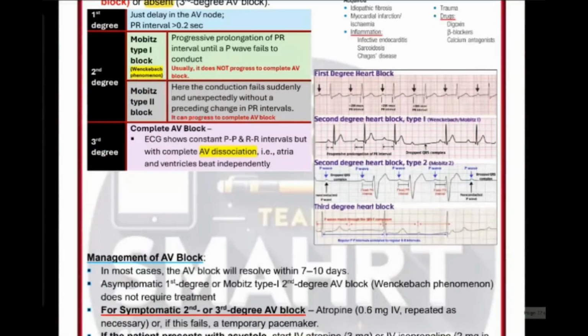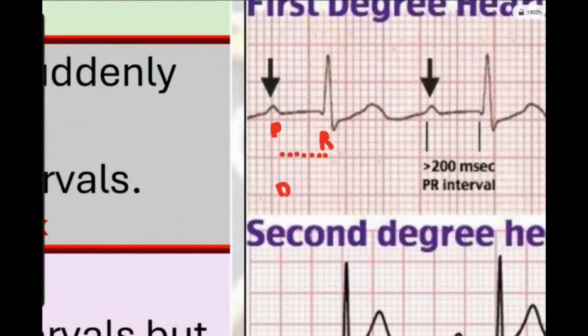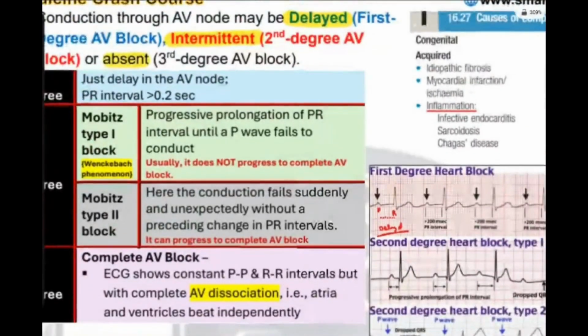In ECG, you find the PR interval, meaning the time between the P wave and the R wave. Normally, this time should be less than three small boxes. But here, as you can see, the time between P and R is how many boxes? 1, 2, 3, 4, 5, 6, 7. So more than 3 boxes. It means the PR interval is prolonged. So a prolonged PR interval indicates there is delayed conduction. Conduction is happening, but there is delayed conduction. That's why it is first degree AV block.